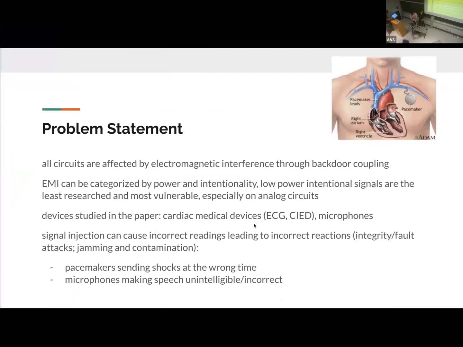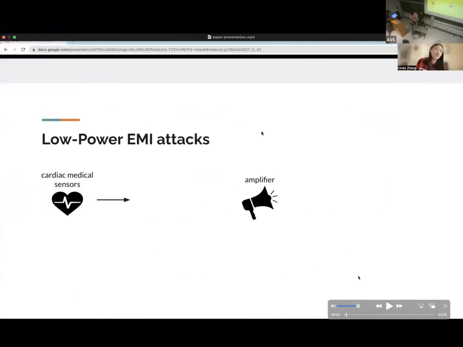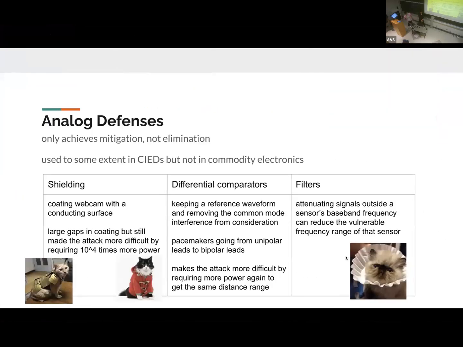We'll talk about two types of low-power EMI attacks. First, to address the attacks that Cindy was explaining, the researchers came up with a few analog defenses, but these basically only achieve mitigation, not elimination. These are already used to some extent in CIDs, but not in commodity electronics.